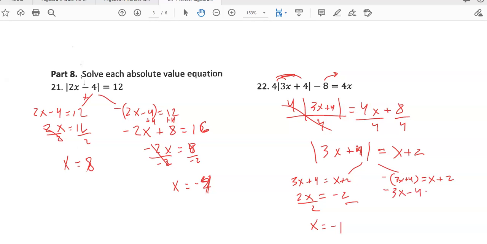-3x minus 4 equals x plus 2. Subtract x, it will be -4x. Add 4, you get 6. Divide by -4, x equals -3/2.